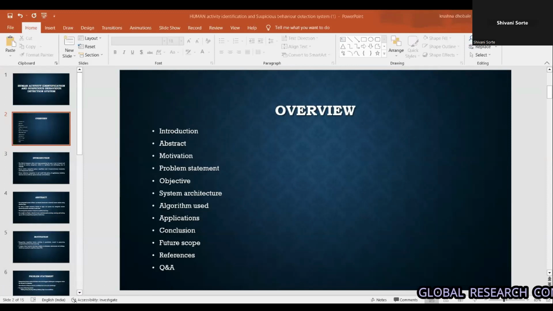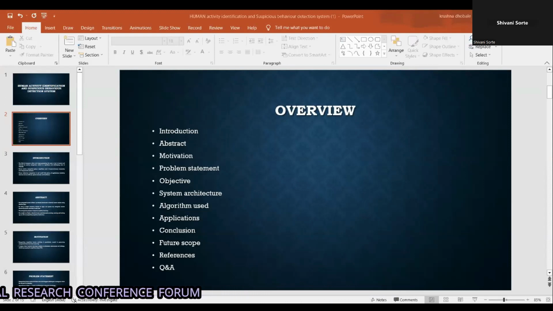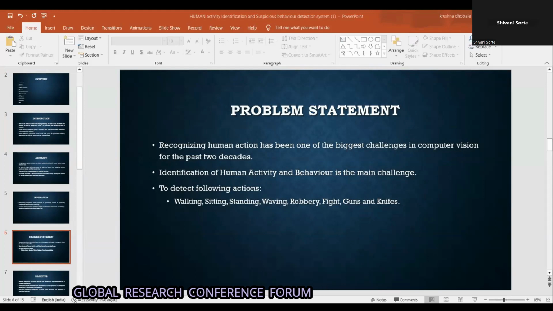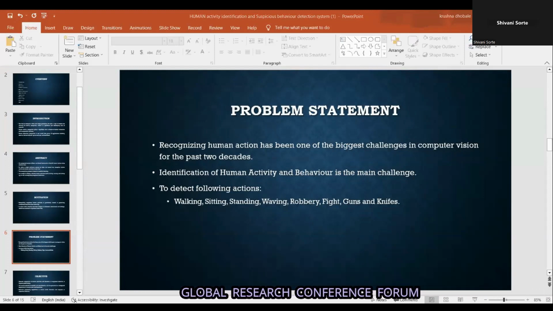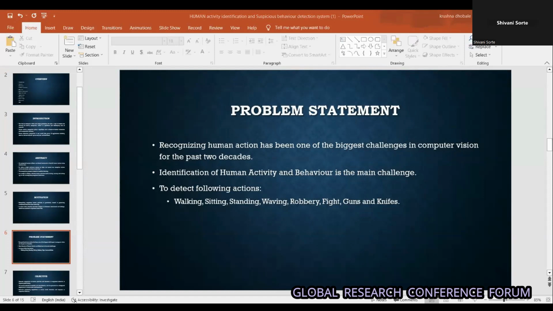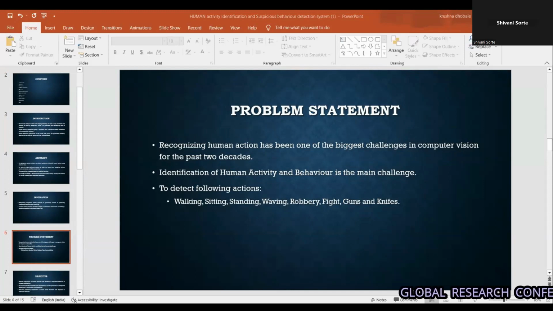The problem statement for the paper is that recognizing human actions has been one of the biggest challenges in computer vision. Identifying human activity and behavior, and detecting all these various activities, is the main challenge. The problem statement of our paper was to identify various human actions: walking, sitting, standing, waving, robbery, fight, and knives. To identify these activities, we used machine learning. Our main objective was to accurately recognize the various activities and suspicious behavior to improve public safety.